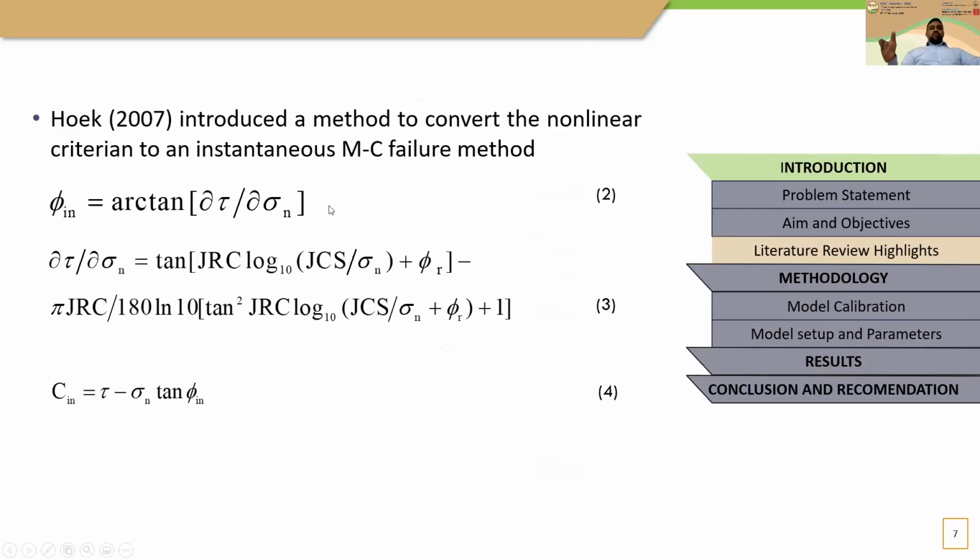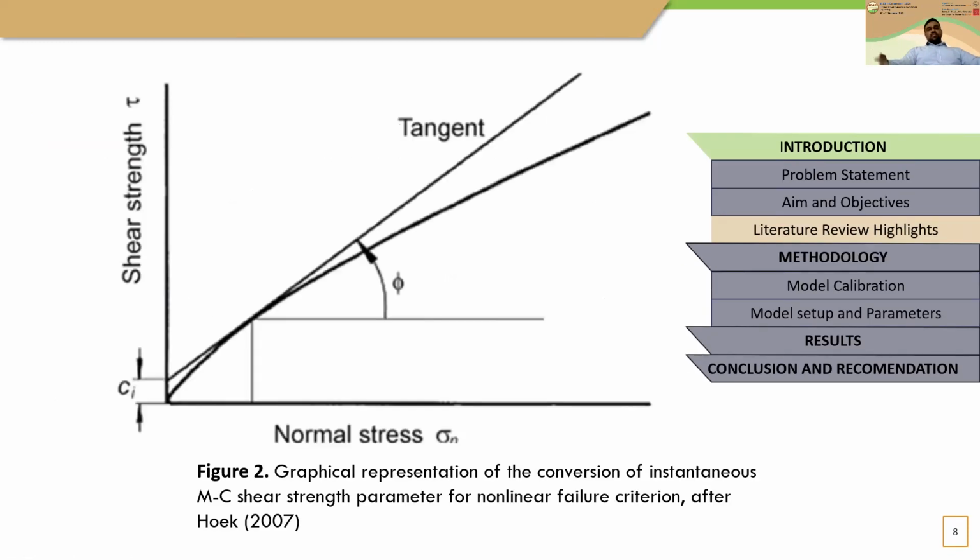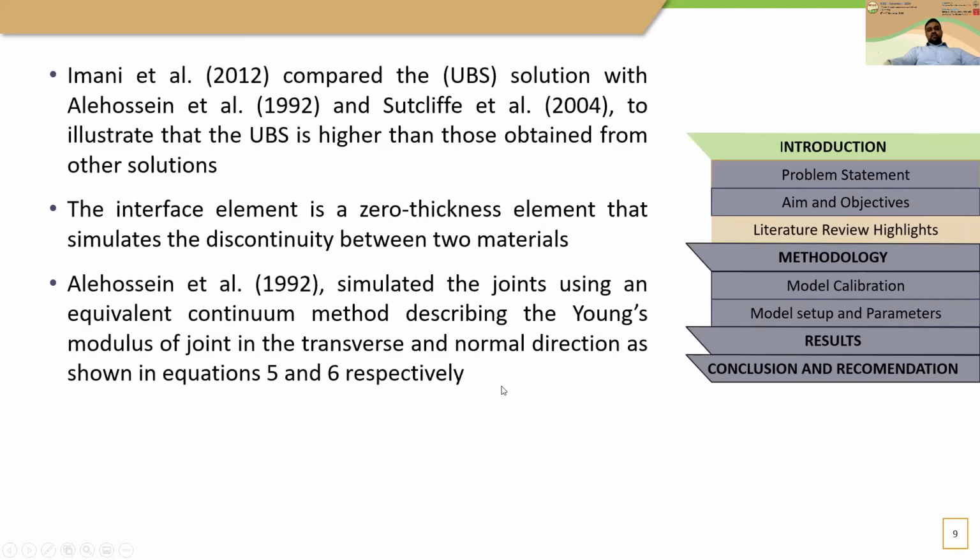However, due to practical limitations, not all software has interface elements with this nonlinear criteria. So Hoek in 2007 introduced a way to consider an instantaneous friction angle and instantaneous cohesion to convert this nonlinear behavior into a linear Mohr-Coulomb behavior. This is the conversion criteria, as you can see graphically in this graph.